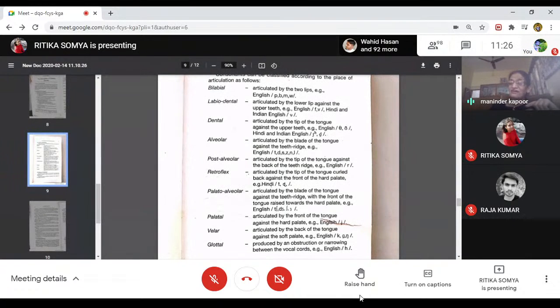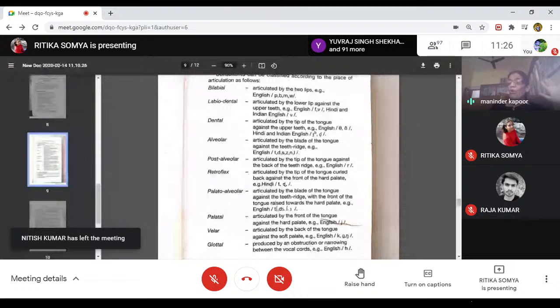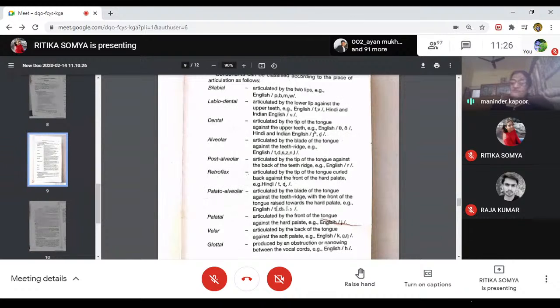So ch, j, sh, y, the place of articulation is the same. They are all palato-alveolar sounds. But with ch and j, the closure is complete. Ch, j, the air doesn't get a chance to escape. But when you're saying sh, the air is escaping all the time. And because the air is escaping, they're called fricative sounds.